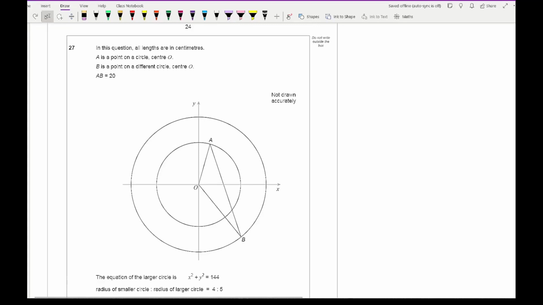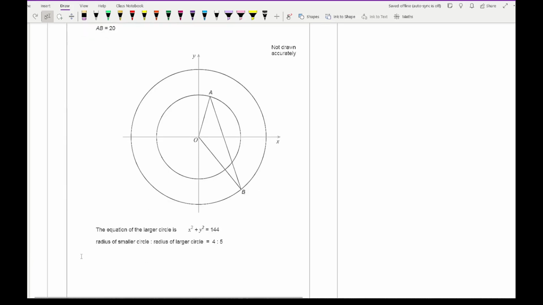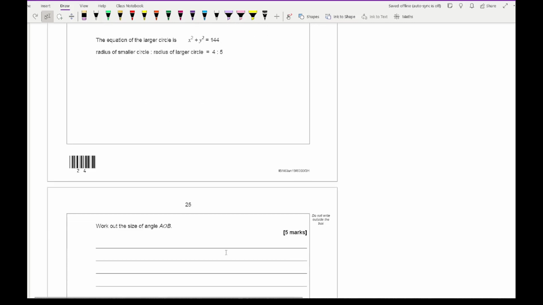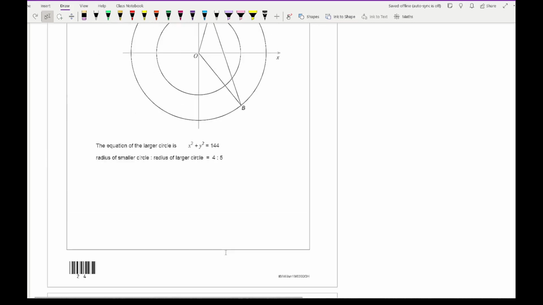So moving on to question 7, it says in this question all lengths are in centimetres. A is a point on the circle with centre O, and B is a point on a different circle also with centre O, and A to B is 20. The equation of the large circle is x squared plus y squared equals 144, and the radius of the smaller circle to the radius of the large circle is in the ratio of 4 to 5. The question is asking us to work out the angle AOB.